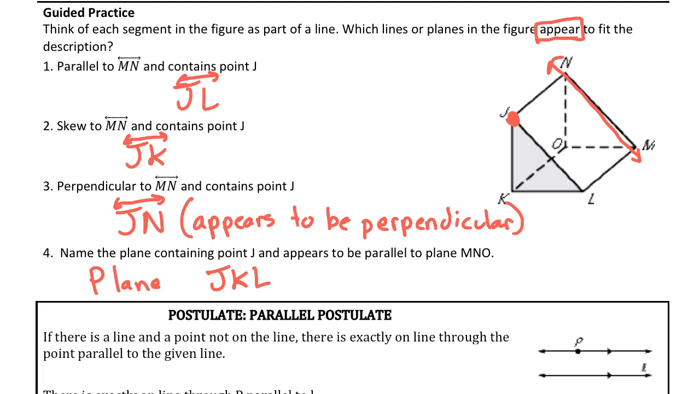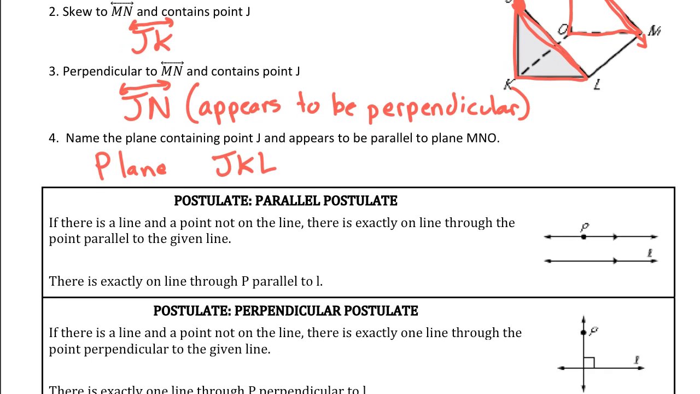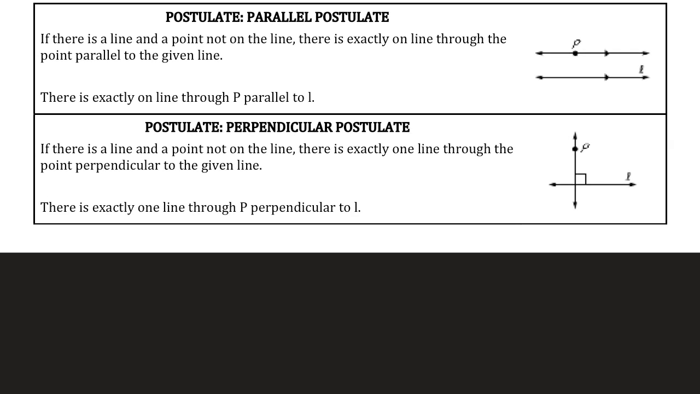Now this plane, JKL, I know it looks like a triangle, but almost think of this as like another room. This is one wall, and this plane would be the other wall. So those planes would never intersect, and that plane contains point J. So it's important to read the description. Okay, so next we're going to move on to a few postulates.